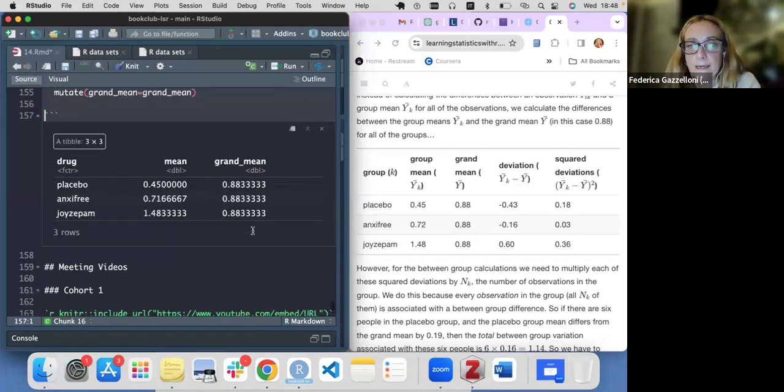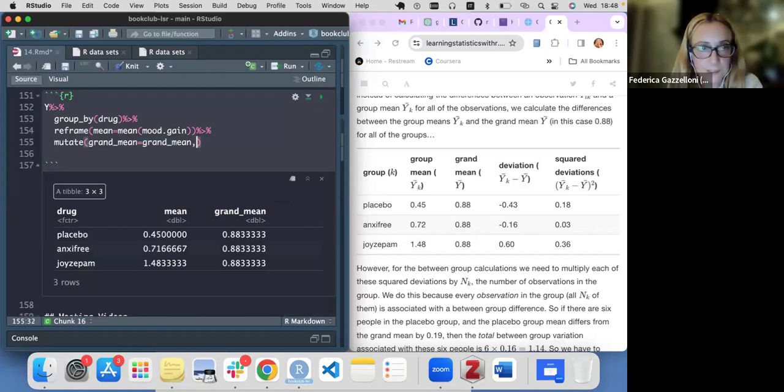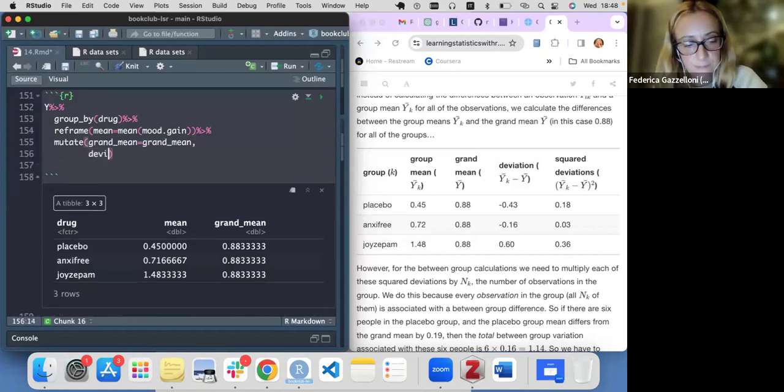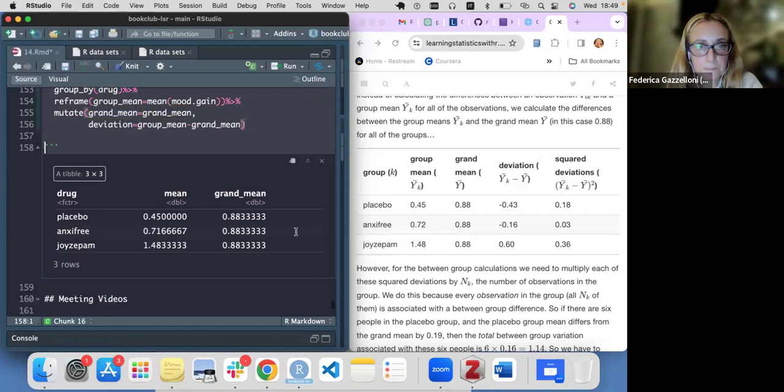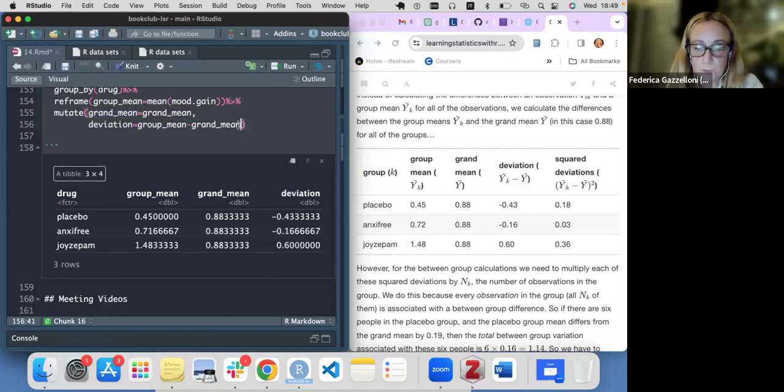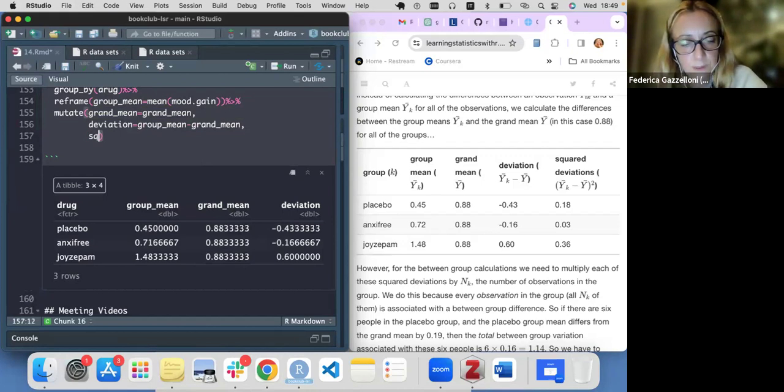Okay, so now we calculate the deviation. The deviation is the group mean minus the grand mean. Then what we do is square the deviation, which is the deviation squared.